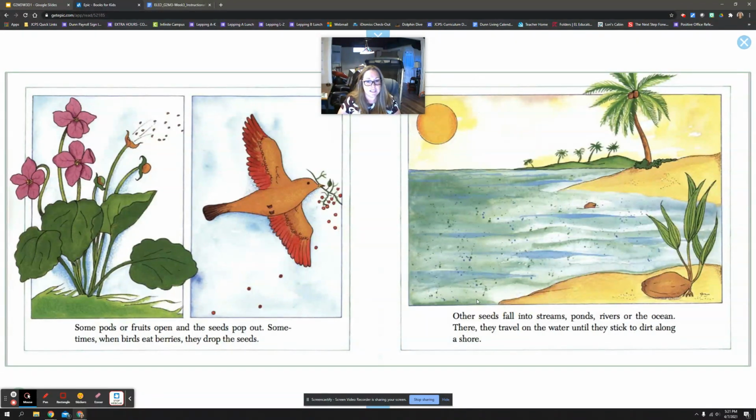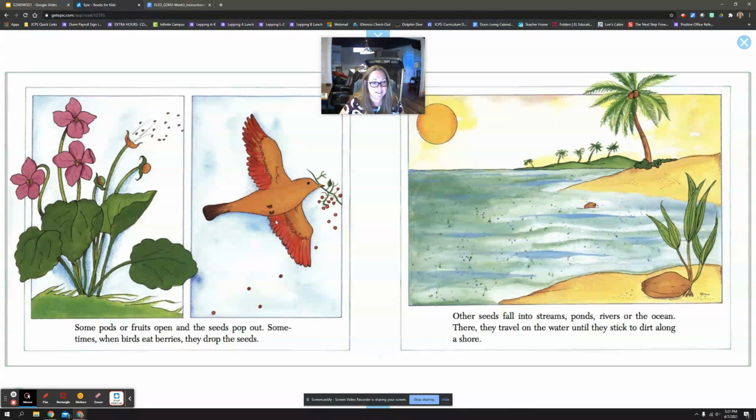Let's take a look and see what it tells us on these pages. Some pods or fruits open up and the seeds pop out. I'm looking at this and it looks to me like when this fruit or pod opens, the seeds almost burst out, right? Because look, they're going to shoot out and then land maybe over here somewhere. So they're not going to land right at the base of the plant. It's like when the pod opened up, they kind of shot out a little bit and landed farther away. So that's one way that seeds can travel away from the plant.